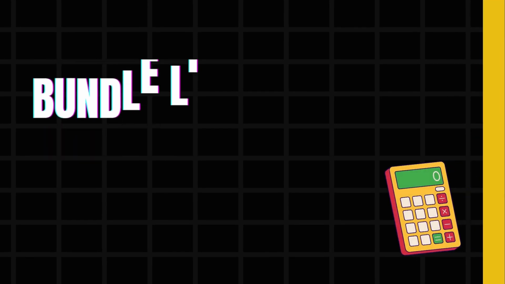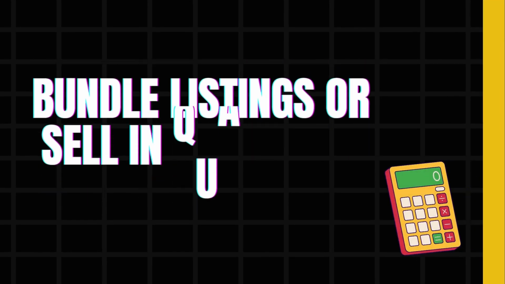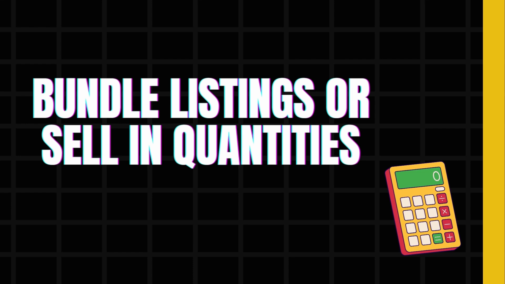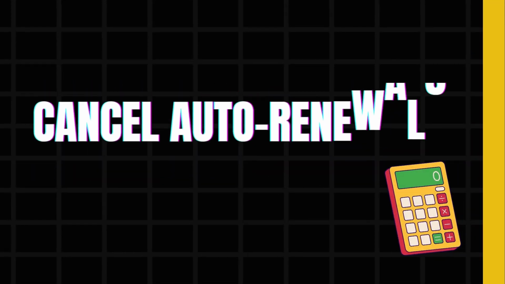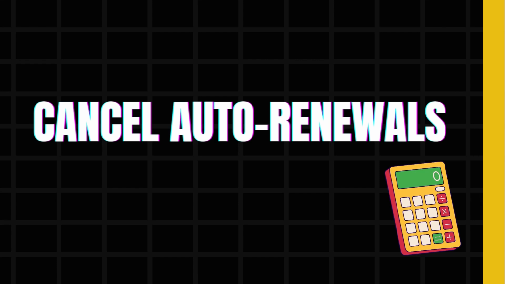Bundle listings or sell in quantities. You only pay the $0.2 listing fee once per listing, even if you sell multiple units. That alone can save you a bundle when selling sets or multiples. Cancel auto renewals. Avoid automatic $0.2 renewals every 4 months if your item isn't selling. Just renew manually when needed.